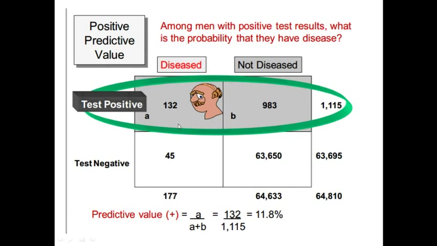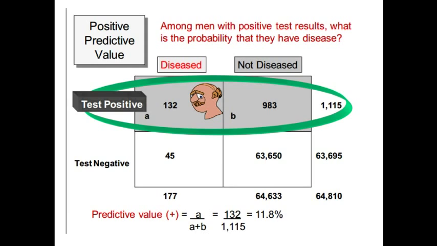So my formula for predictive value or positive predictive value is A over A plus B. So it is nothing but all those who are diseased from all those who are tested positive. So the positive predictive value for this particular example comes out to be 132 over 1115 multiplied by 100, given by 11.8%. Now, you may feel confused as to what's the difference between sensitivity, specificity, and these predictive values.